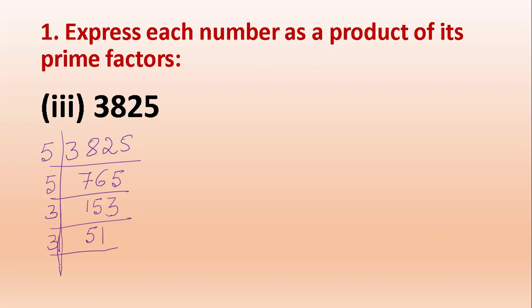Again, 3 ones are 3, 2 left. It becomes 21. 3 sevens are 21. 17. 17 ones are 17.